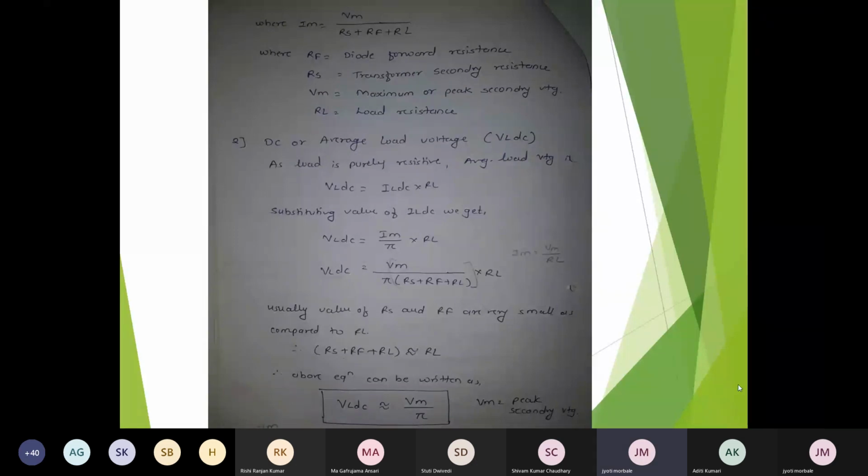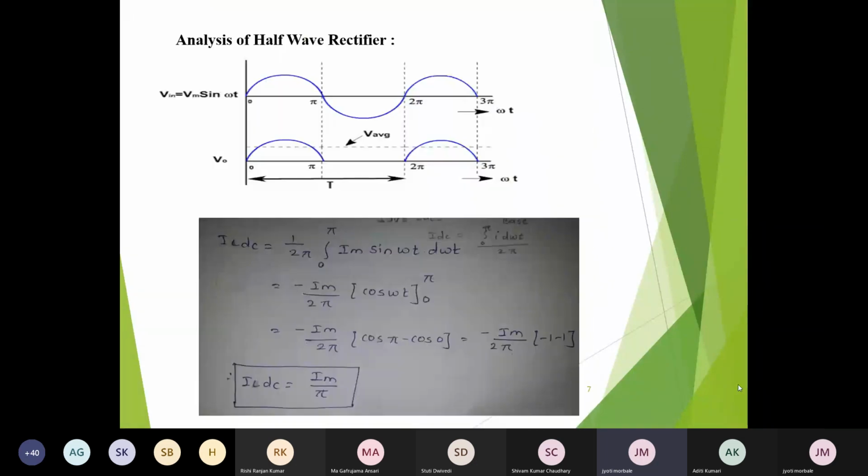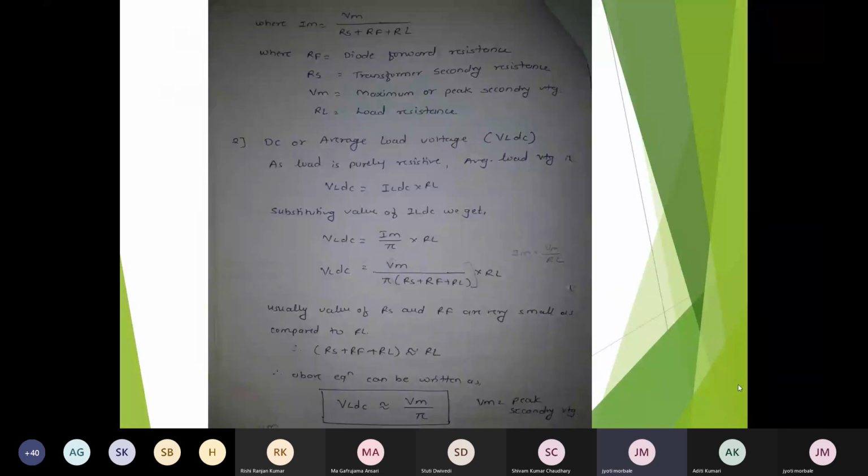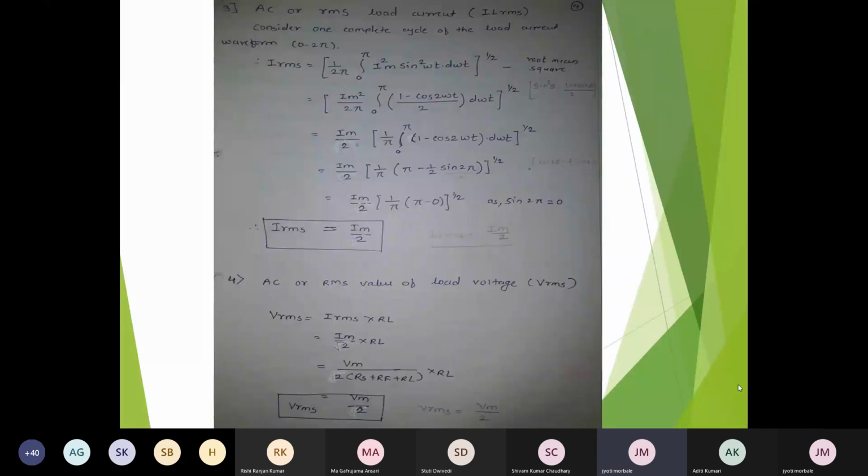The next parameter is load voltage, VLDC. Directly look at the last equation: VDC is equal to Vm by pi. Just like IDC is equal to Im by pi, similarly VDC is equal to Vm by pi. Okay, no need to look at the derivation much.